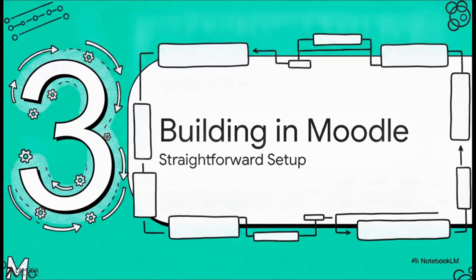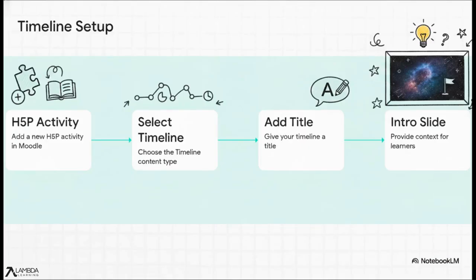Okay, moving on to Section 3, building in Moodle. Getting started is actually super straightforward. You just add a new H5P activity inside Moodle, select Timeline from the drop-down menu, and give it a clear title. But then, and don't skip this, comes an incredibly important step, creating the introduction slide. By adding a quick heading, some intro text, and maybe a nice background image, you give your learners immediate context. It tells them exactly what they're about to explore and why it matters, way before they even click next.